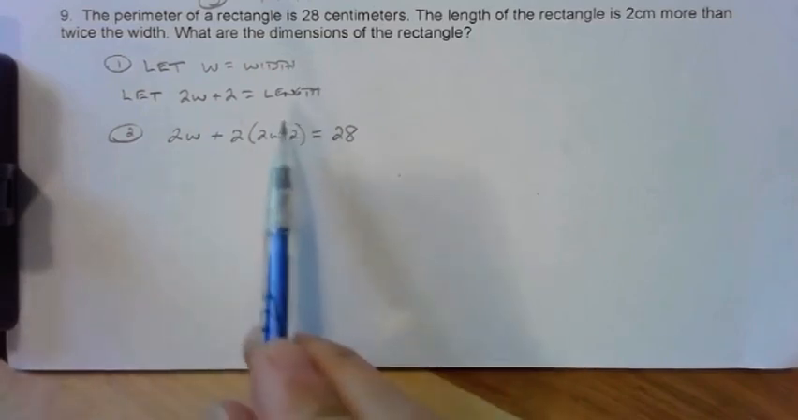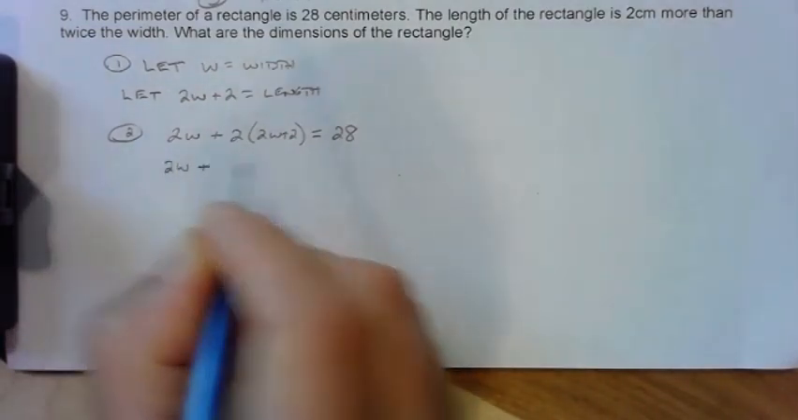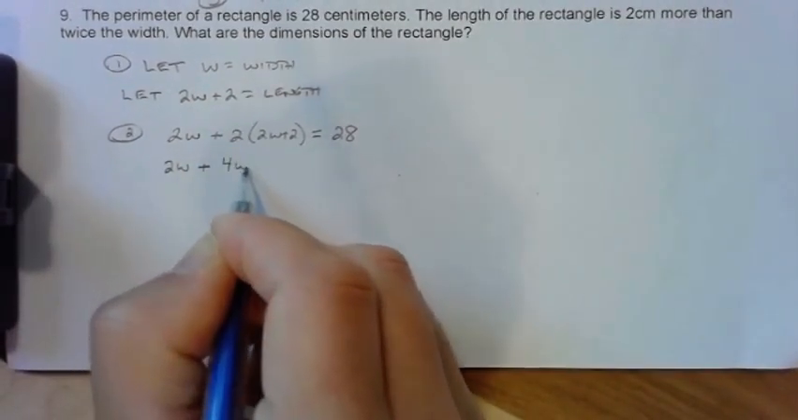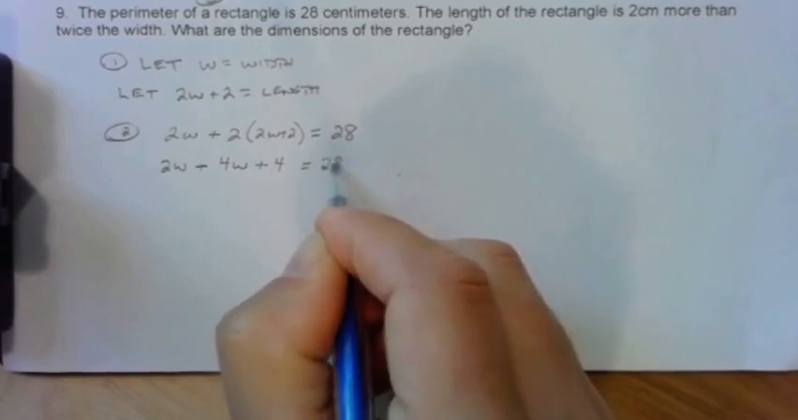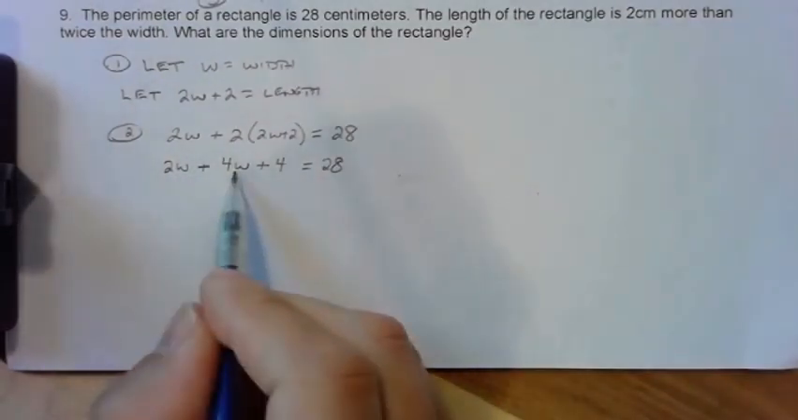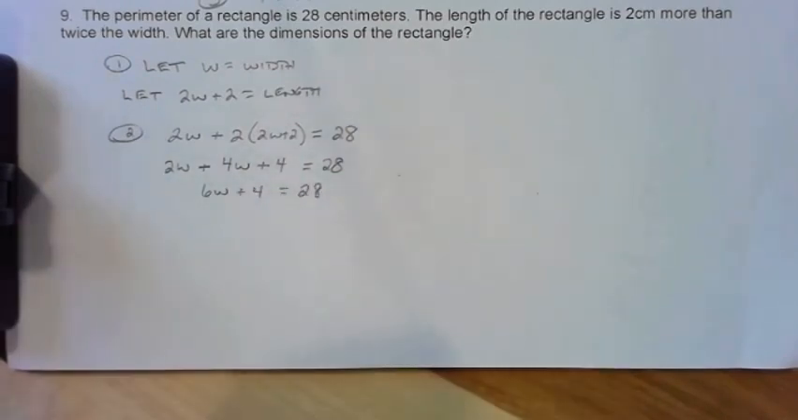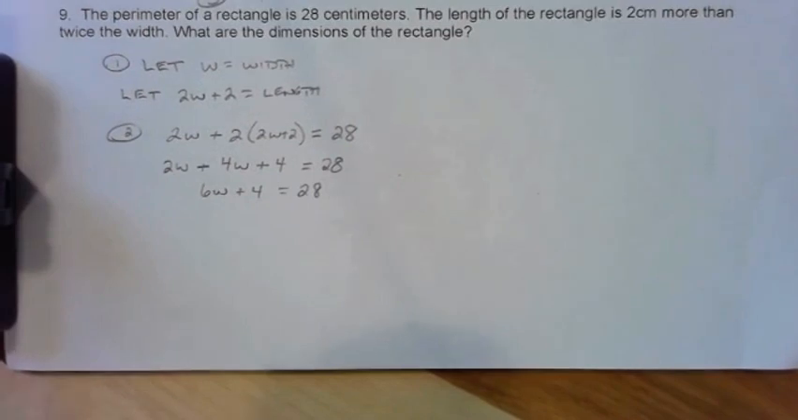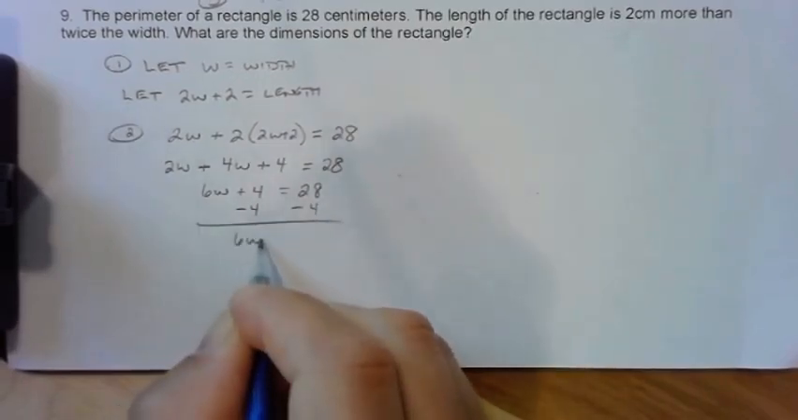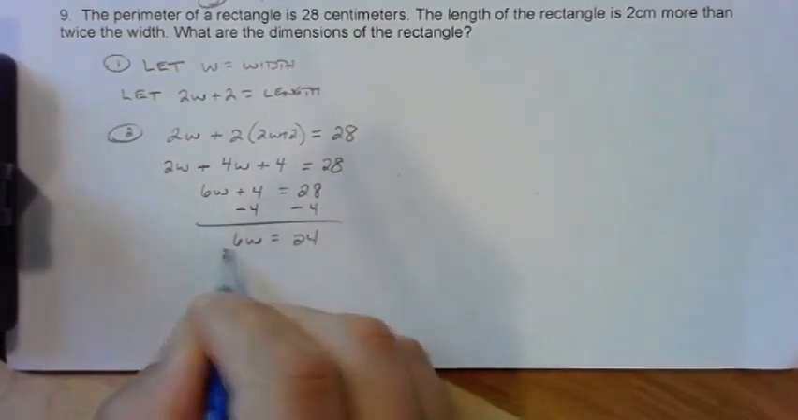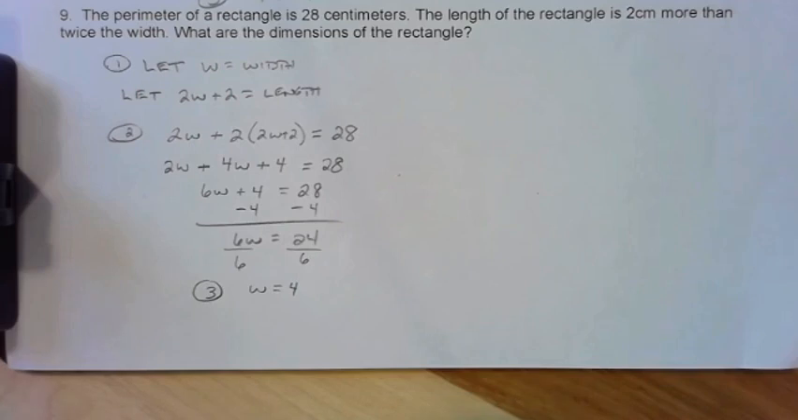Let's go ahead and simplify this left-hand side. I have to first distribute here with this 2. So I'm going to bring down 2W plus 2 times 2W is 4W, and then 2 times 2 is 4. So 2W plus 4W plus 4 is 28. 2W and 4W is 6W when we combine the similar terms. And now we have our two-step equation. 6W plus 4 is 28. We'll isolate 6W by subtracting 4 from each side. That means that 6W is 24. And if you divide each side by 6, then W must equal 4. That's the third thing that we needed to do.